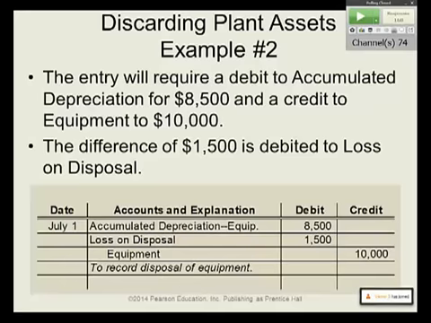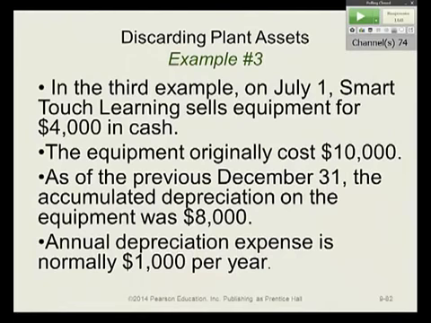All right, we have one more example on disposals. So in our third example, we're going to assume that the company received $4,000 in cash. So now they sell that same asset for $4,000, and once again, it's the same scenario. You don't have to draw it out again. You've got the equipment that cost $10,000. You depreciated it $1,000 per year for 8 years, so you had an $8,000 accumulated depreciation.